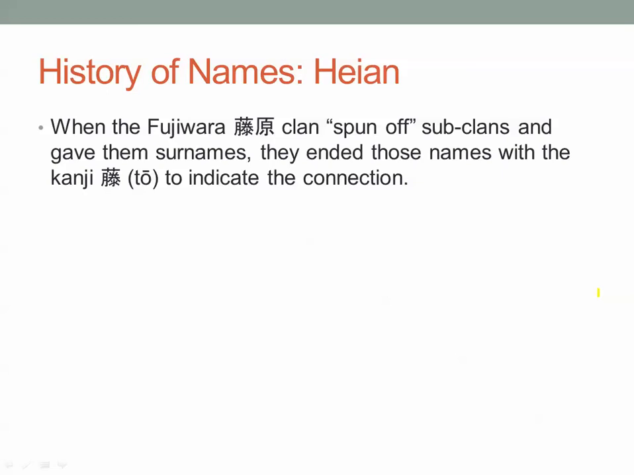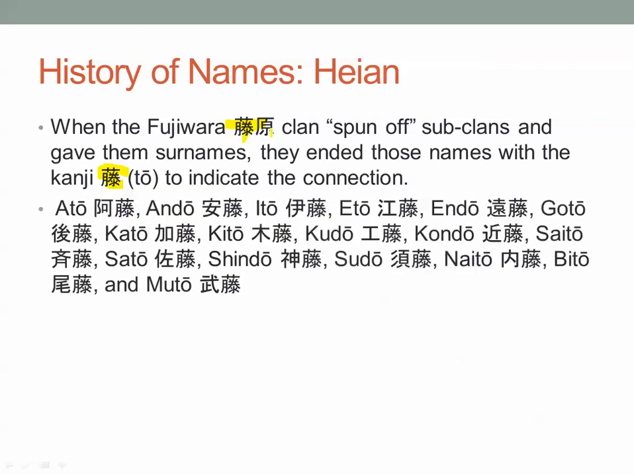gave them surnames. And a lot of those surnames ended with the kanji that is read here, Fuji, but its onyomi is To, to indicate that connection. So if your surname had that kanji in it, then there is some sort of tenuous connection to the Fujiwara family. So as an example, here's a whole bunch of surnames, many of which are still really common in Japan today, that use that character.